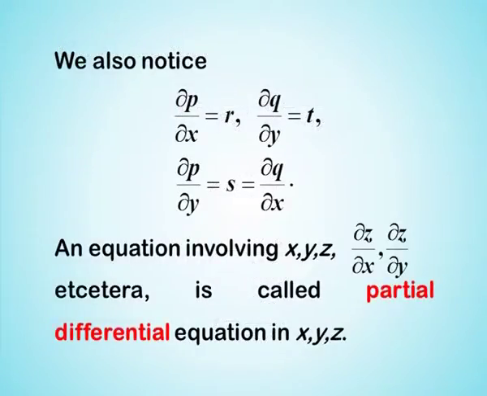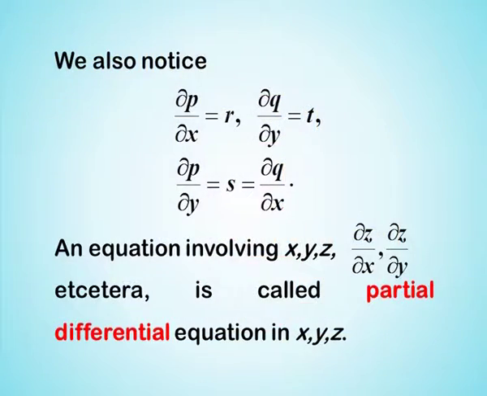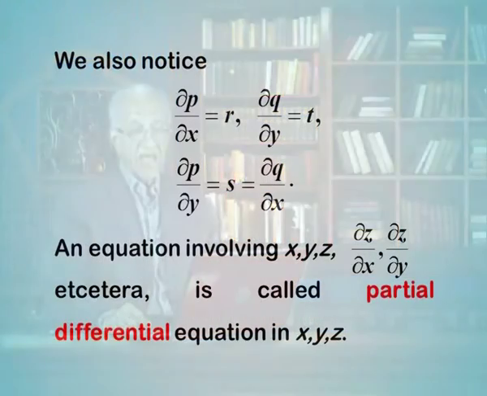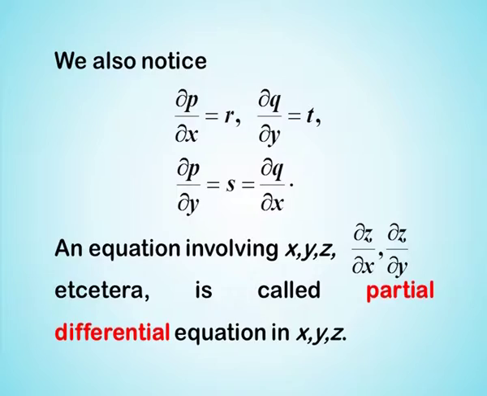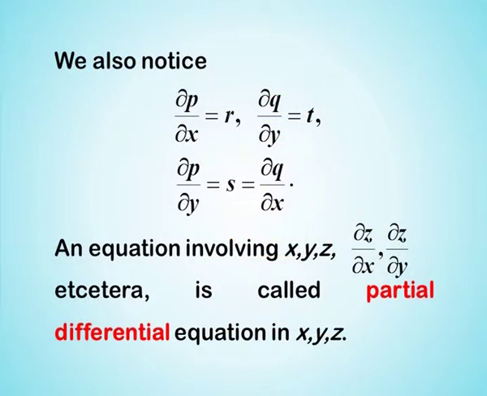All these relations, what we have named as p, q, r, s and t, are like this. As we were discussing, dp/dx will be called r, dq/dy will be treated as t, and dp/dy and dq/dx will both be equal to the second order cross derivative relation that we had on the preceding page. An equation involving x, y, z, the partial derivative with respect to x, the partial derivative with respect to y, and similarly other terms is called a partial differential equation in x, y, z.